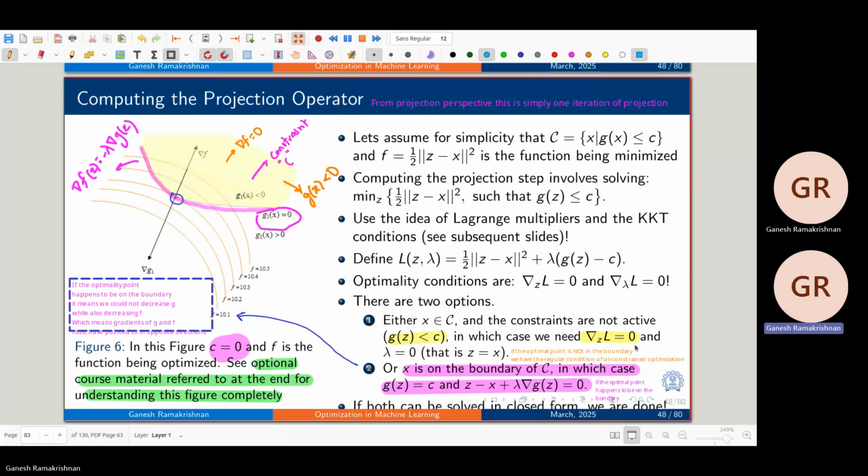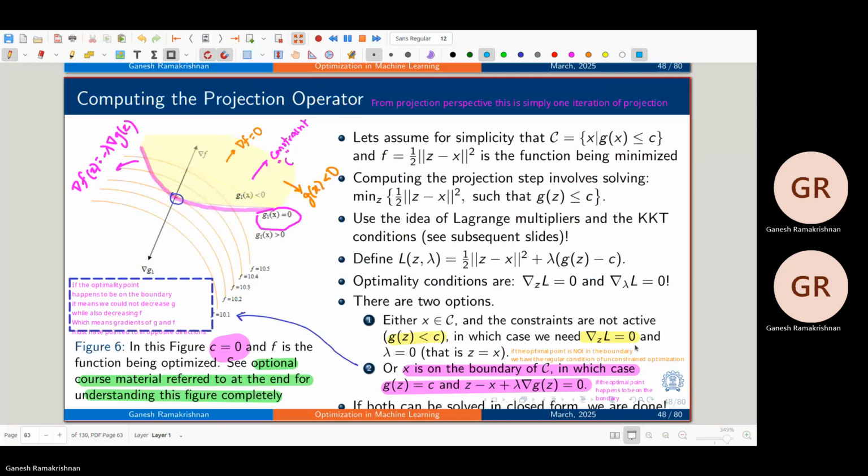So then what is the necessary condition? See, earlier it was g1(z) is equal to 0 or C or whatever, and the gradient of f is in the opposite direction of the gradient of g1. But if z is within the constraint, what should happen? What is necessary?